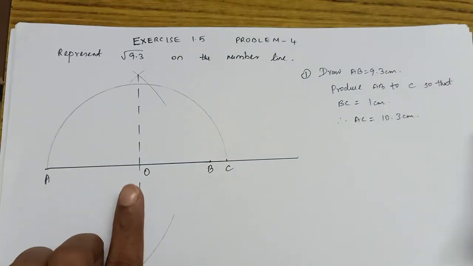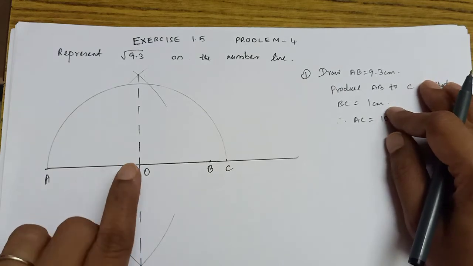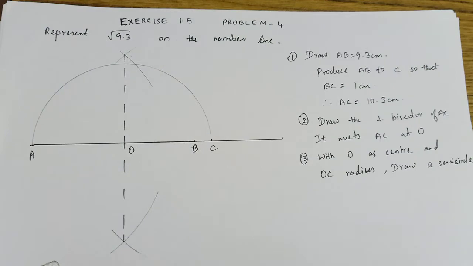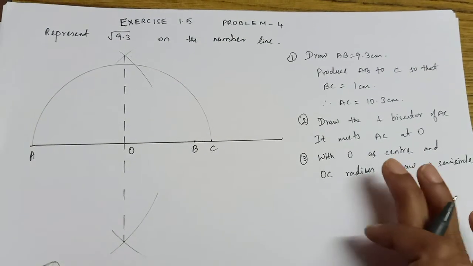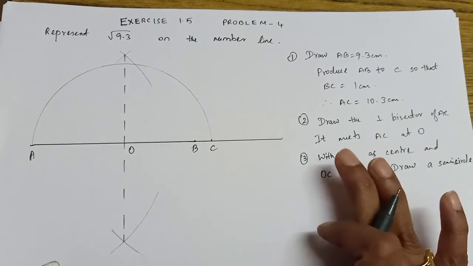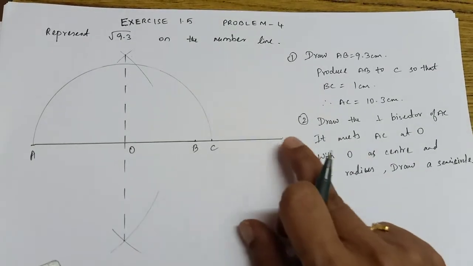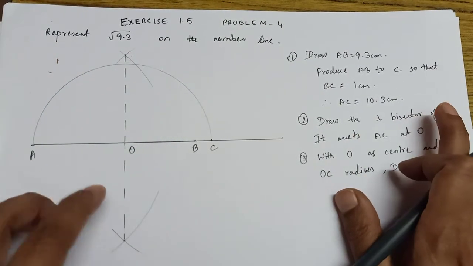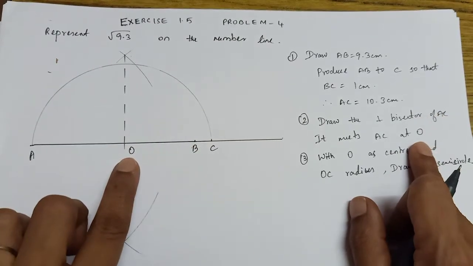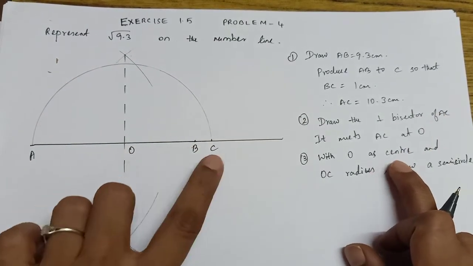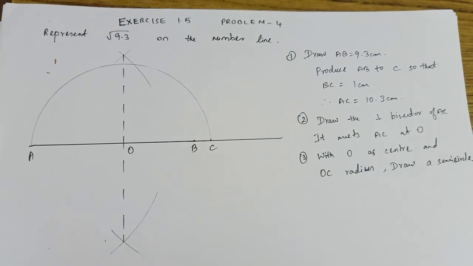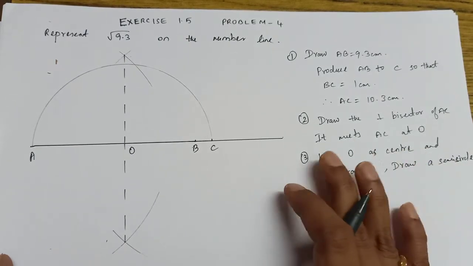We have drawn the perpendicular bisector, and from this point O as center, we have drawn a semicircle. Now I have written the steps of construction for the next part also. What have we done? We have first drawn the perpendicular bisector for AC. It is meeting AC at the point O. Then with O as center and OC as radius, what did we do? We drew a semicircle. So up to that I have written the steps of construction.